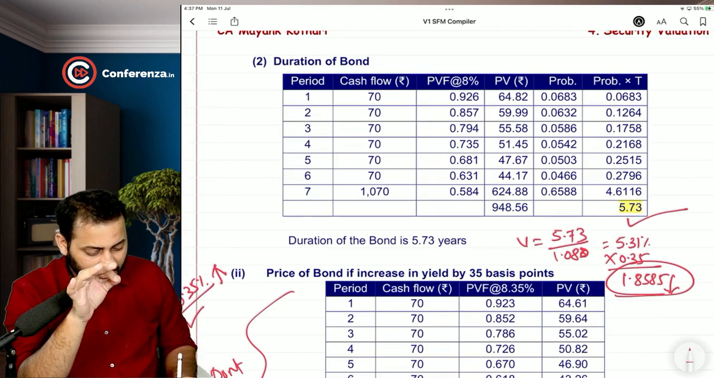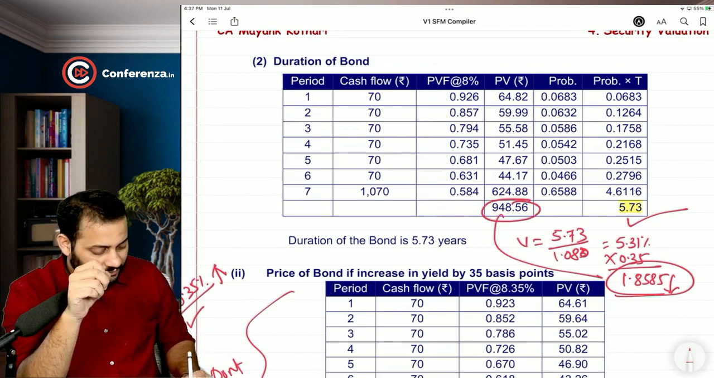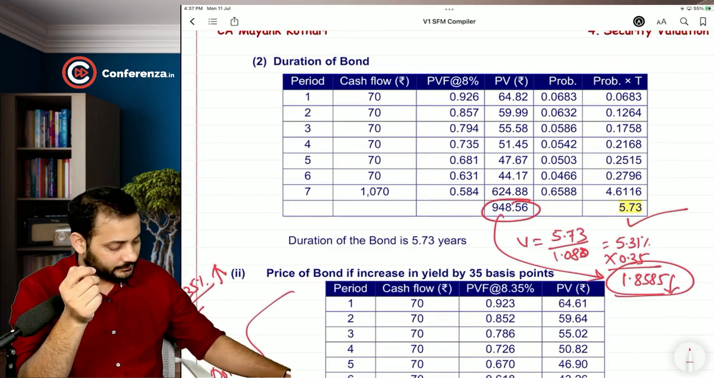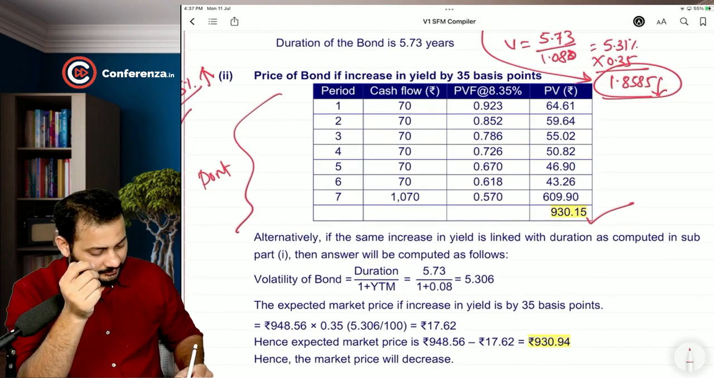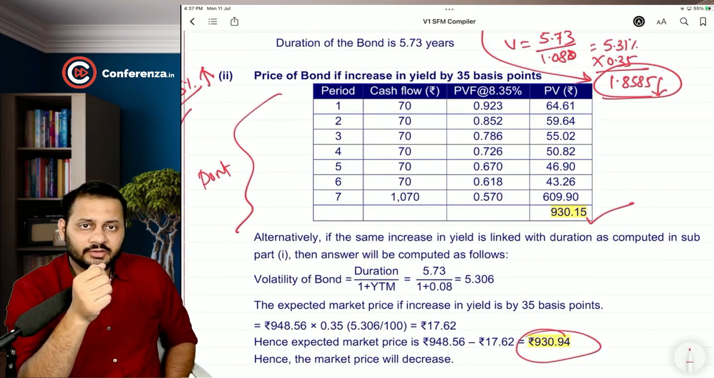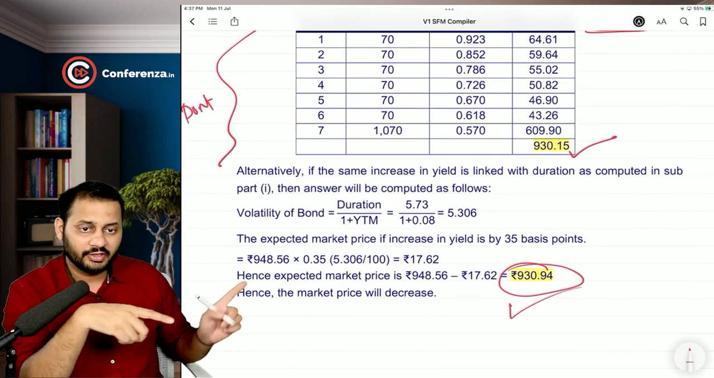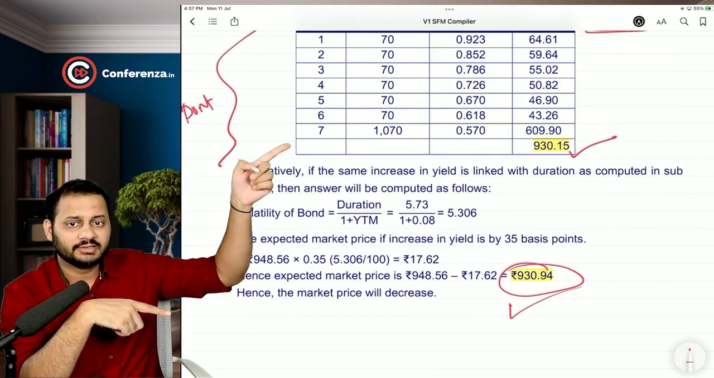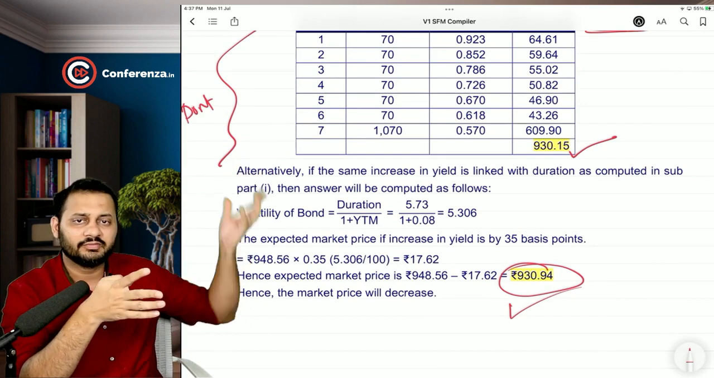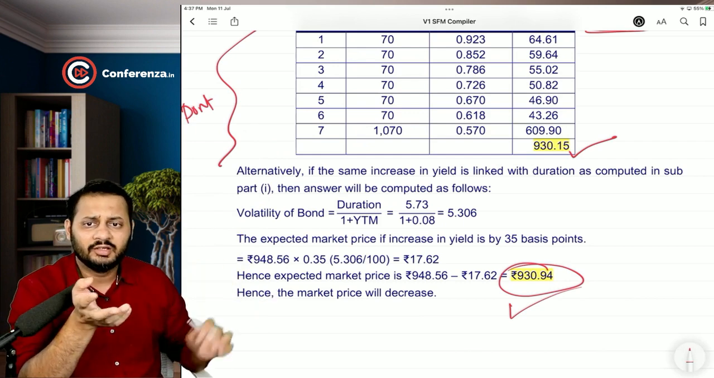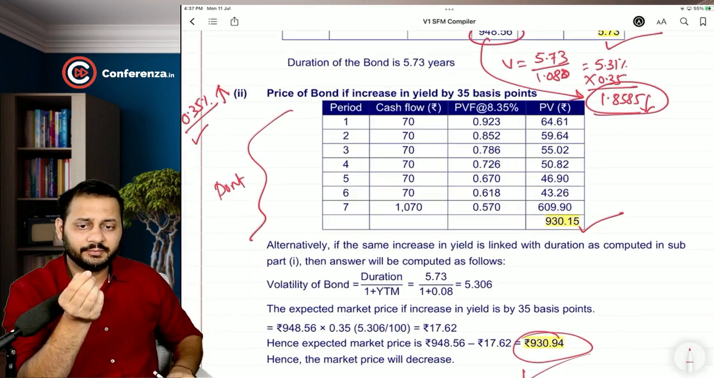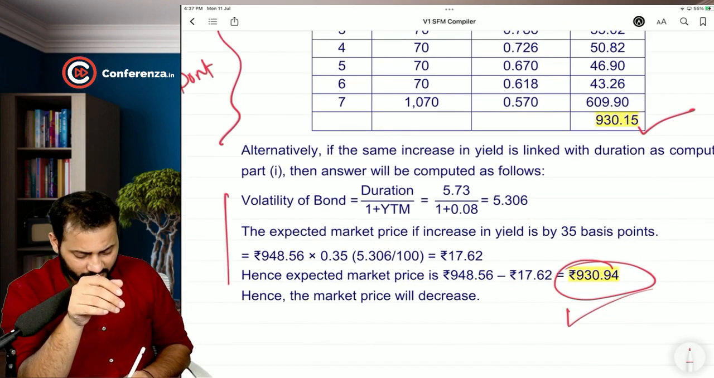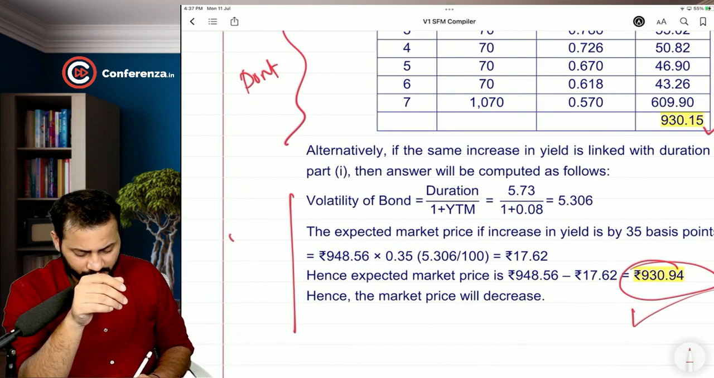So what you have to do is this much of the price less 1.8585% will be your answer. 948.56 less 1.8585% gives 930.93. Now, do you really think this is the answer by modified duration, 930.94, and this is the real answer, 930.15? What is the difference in that? The error is almost nil because the change in yield is very less. My suggestion to you is this is the only approach you should use. Use this in the exam.